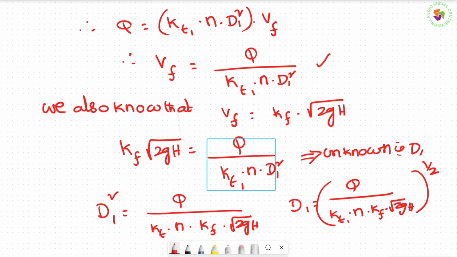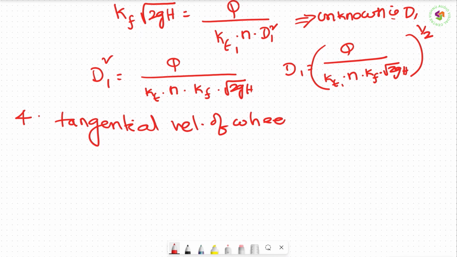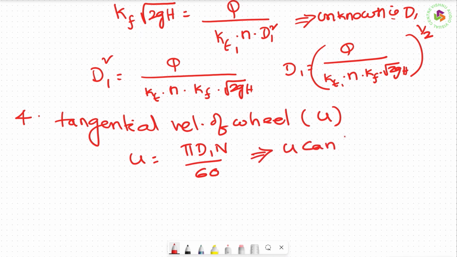So the second step is also over. Now go to the next step. The next step is what we call the tangential velocity of the wheel. What is the tangential velocity of the wheel? That is what we write as u. We know u is equal to pi d1 into n by 60. Using this equation, d1 is already determined and N is known, so u can be calculated.